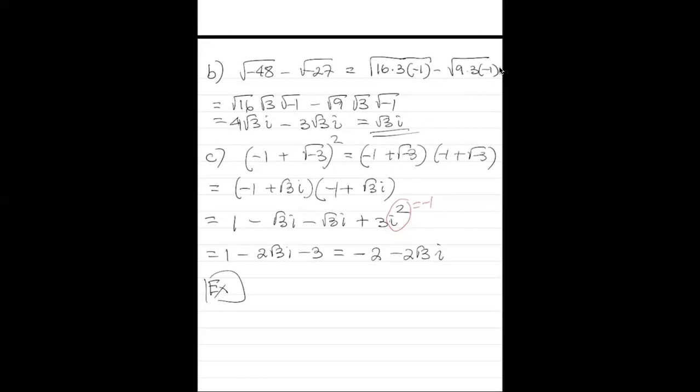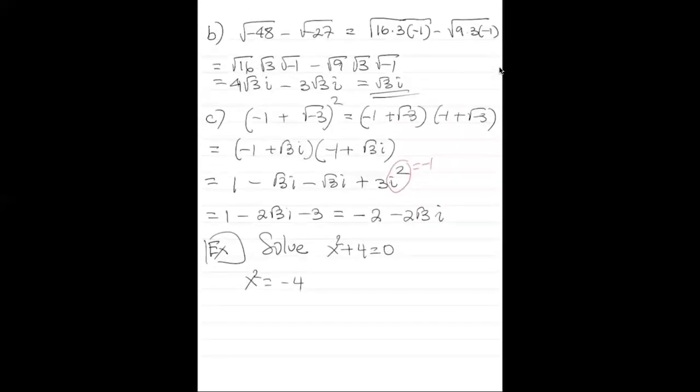Another example, we're going to solve equations more in the next lesson, but really quickly, let's solve the equation x squared plus 4 equals 0, because it's a simple one. We can write x squared equals negative 4, okay? And we know negative 1 is i squared, so I can write 4 i squared.